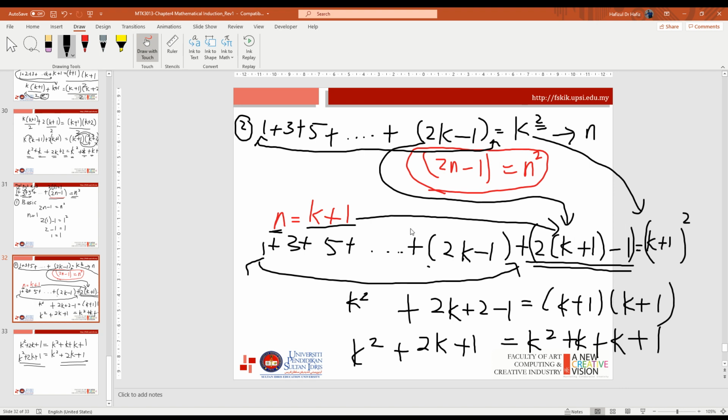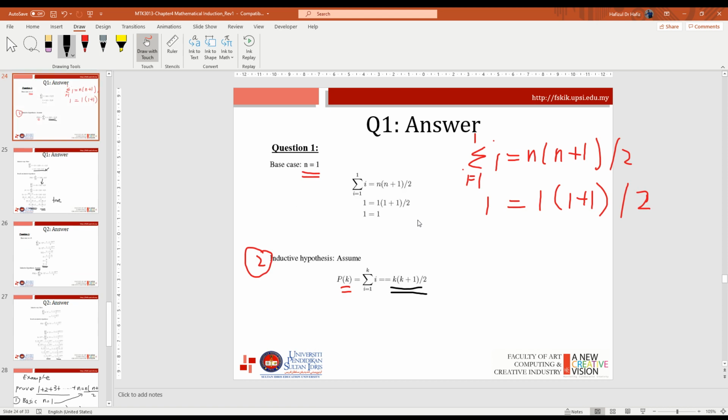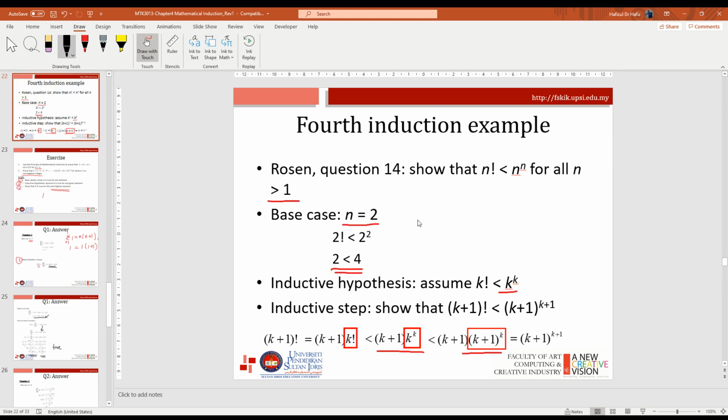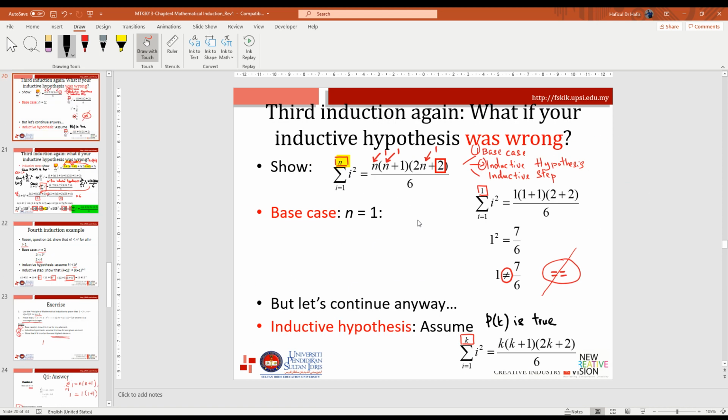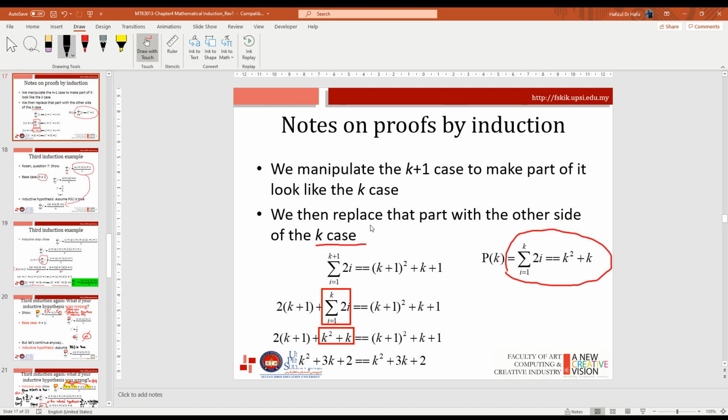Sebab itu kalau yang sebelum-sebelum ni kita buat dia sum lah. Kita buat macam ni, dia pening sikit lah. Kita sum K plus 1 sama je sebenarnya. Contoh lain macam ni lah.